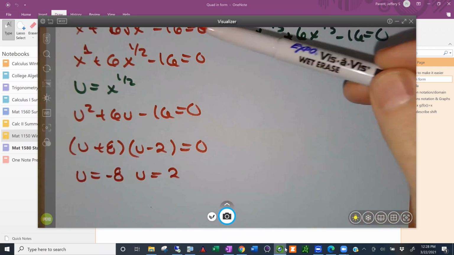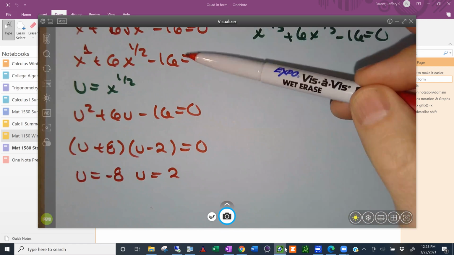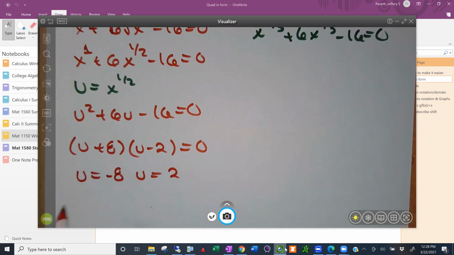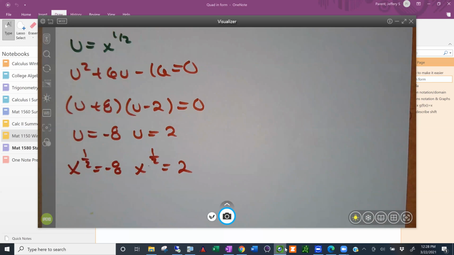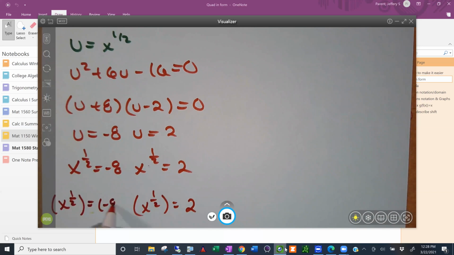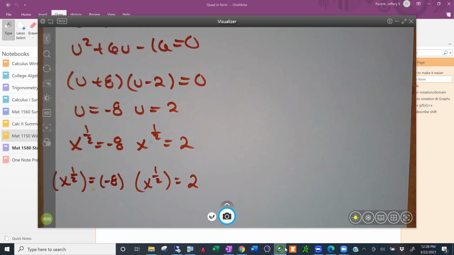This original problem started out in x, so I need to go back and figure out what that could be. So I get x to the 1/2 equals -8, and x to the 1/2 equals 2. So I'm not done yet because I don't have x by itself. But there was a trick that I suggested in the videos. So who was watching it? Who picked that up? Multiply by the reciprocal of the x. Yep. Excellent. You want to raise both of these to the reciprocal power.